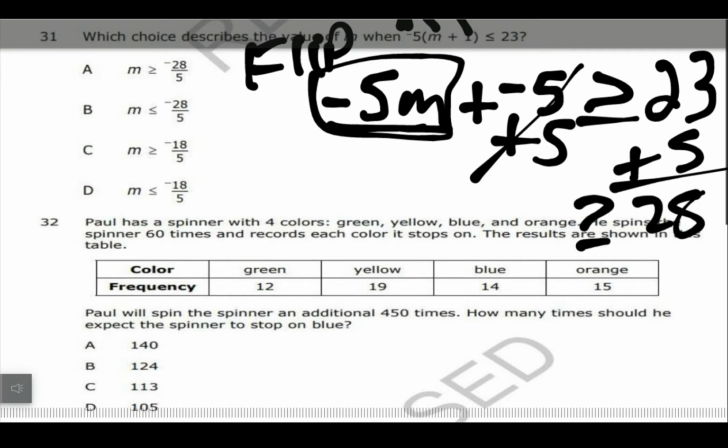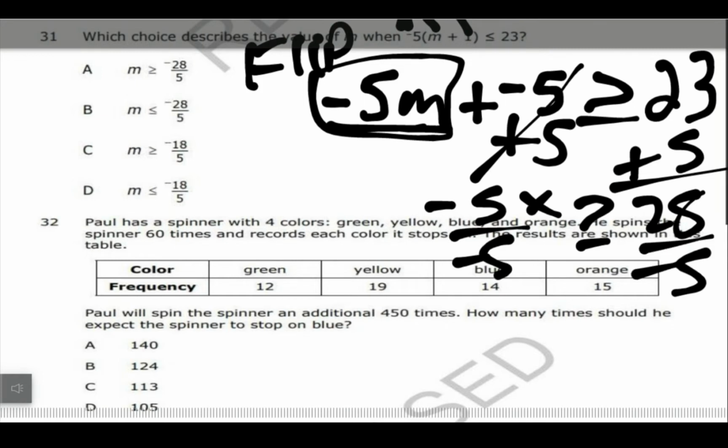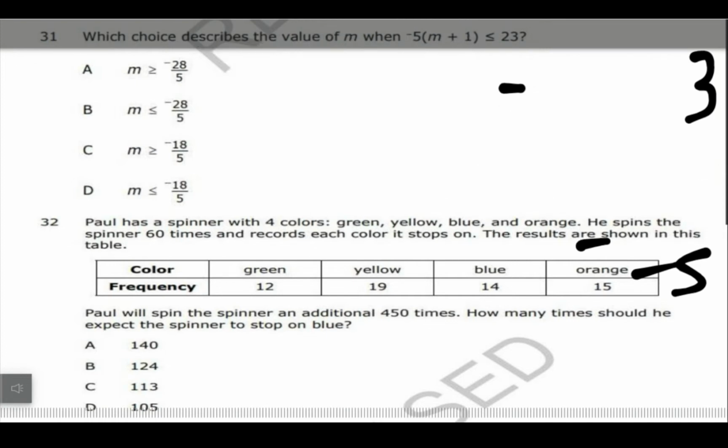And then I divide by my negative 5 here, which would be, and again, we got a negative and a positive, so it's going to be a negative. And we did have to flip it, so that is A for that one. Let me erase that.